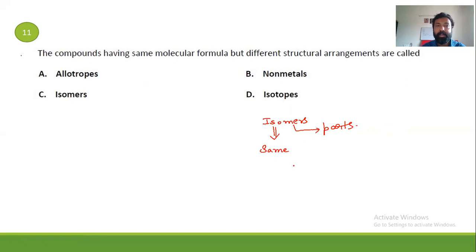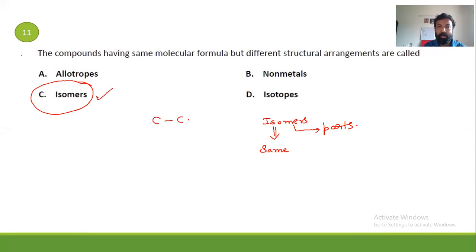Compounds having the same molecular formula but different structural arrangements are called isomers. Different structural isomers are there, we call them structural isomers. Same molecular formula. You will be learning chain, position, functional. Those things come under structural isomers. Different structural arrangements are called isomers.